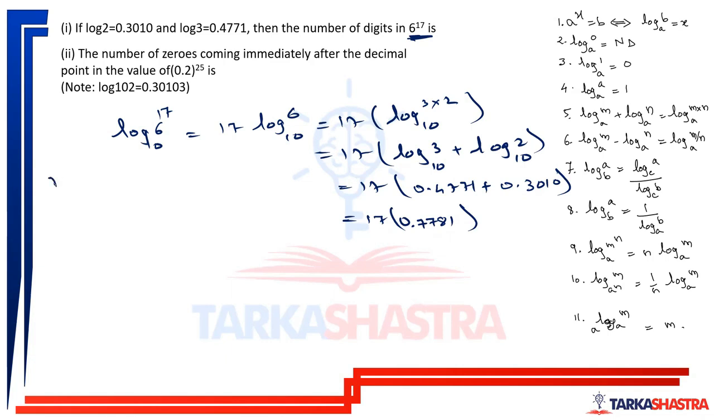So 0.7781 into 17, we have to do 7781 into 17. 17 ones are 17, 1 carry 7. 17 eights are 136 plus 1, 137. So 13 carry 7. 17 ones are 17 plus 13, 30. So 3 carry 0. 17 sevens are 119 plus 3, 122. Then we have to add 4 points as well. So this is 13.2277.